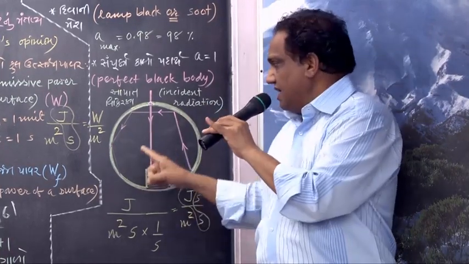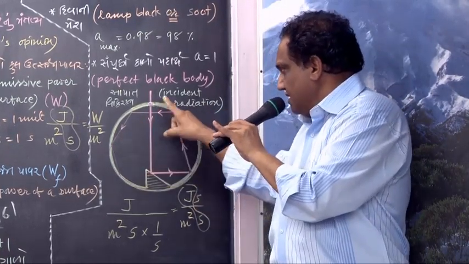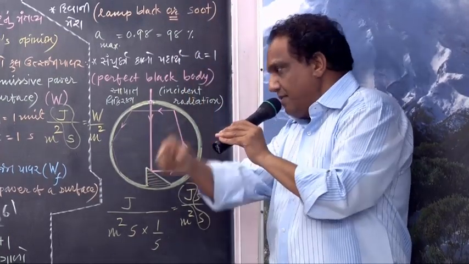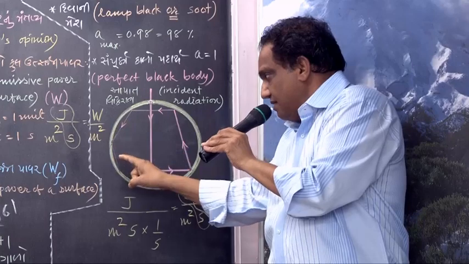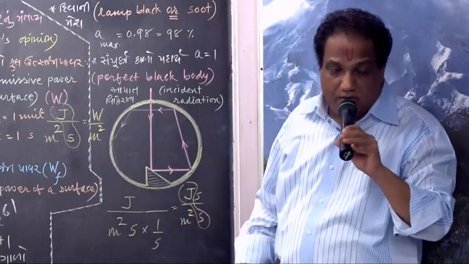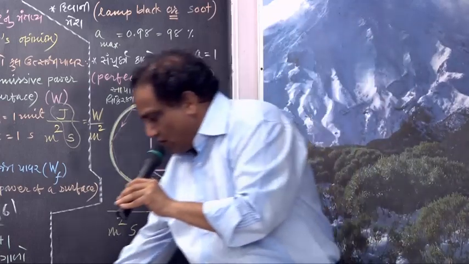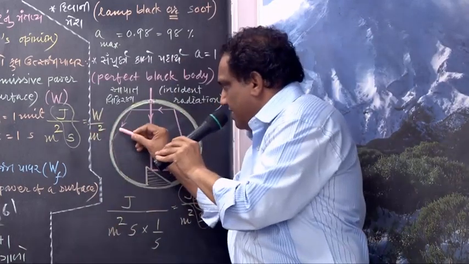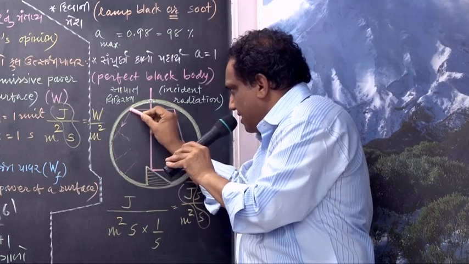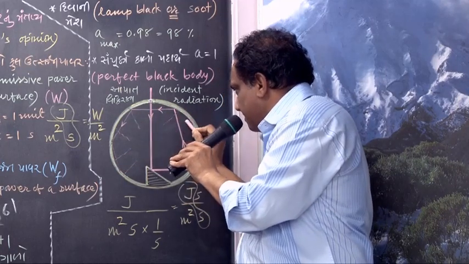Listen, suppose I am heating all these walls uniformly. So what will happen now? Each atom in this wall will become an emitter of radiant energy. Radiant energy is emitted from all the parts.